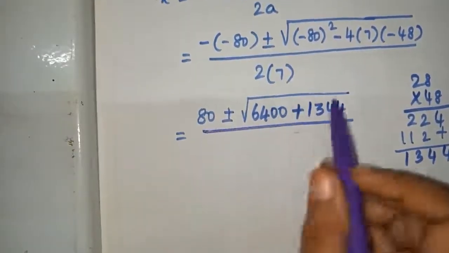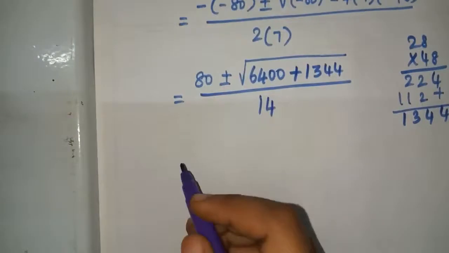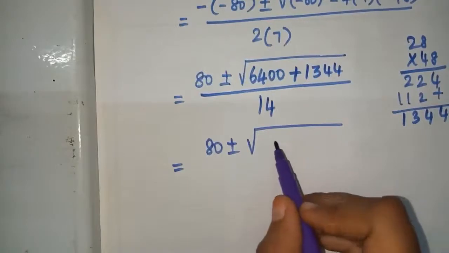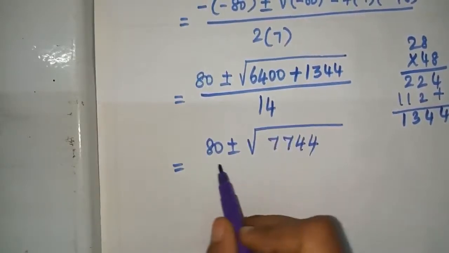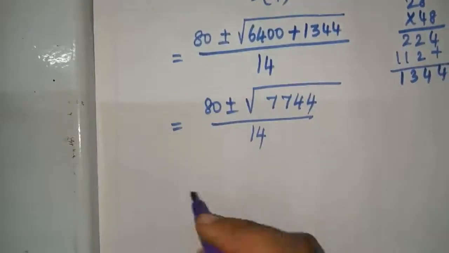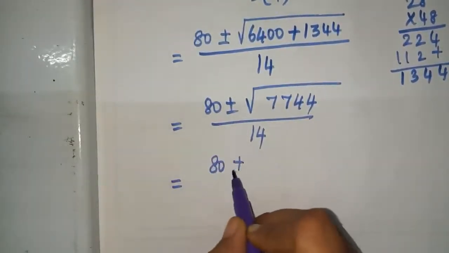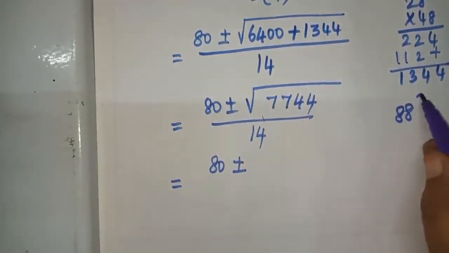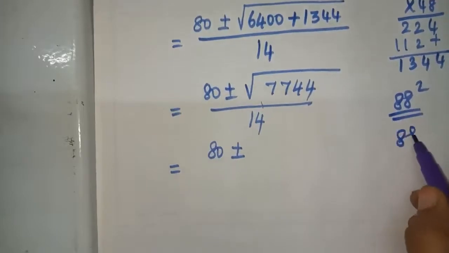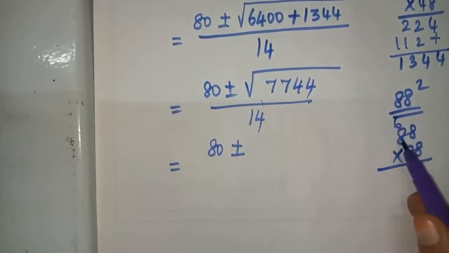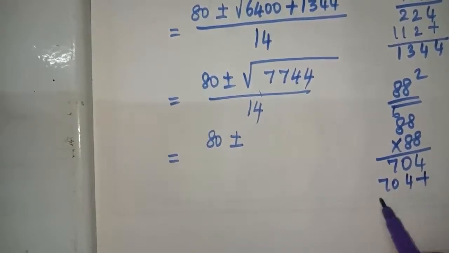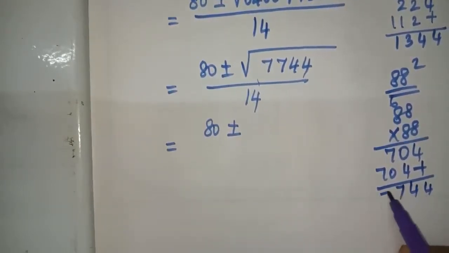1344 divided by 7 2s are 14, which is equal to 80 plus or minus root of, if you add this you get 7744 divided by 14, which is equal to 80 plus or minus root of 7744, which is nothing but 88 square. 88 into 88. 8 8s are 64, 6 again 8 8s are 64, 64 plus 6 is 70 plus again 704. If you add this you get 7744.